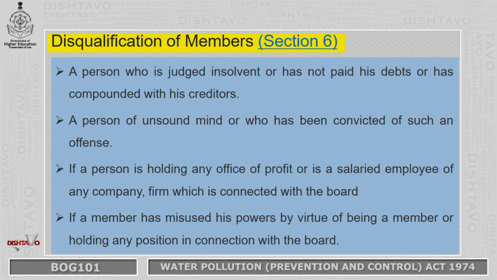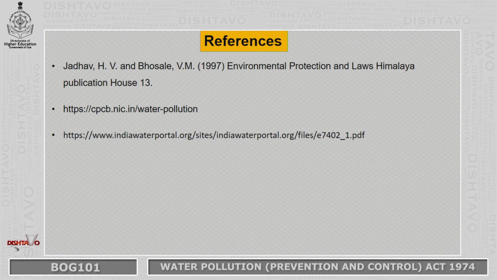Any member of the board can be disqualified. Now, what are the matters that disqualify? A person who is judged insolvent or has not paid his debts or has compounded with his creditors, or a person of unsound mind, or a person who is holding any office of profit or is a salaried employee of any company or firm connected to the Pollution Control Board, or if a member has misused his powers by virtue of being a member or holding any position in connection with the board, then this type of person can be disqualified. So these are references.